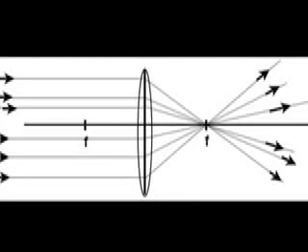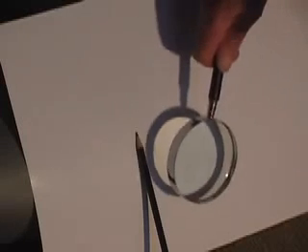A converging lens is thicker in the middle than it is at the edges. It will bring light together, light from a distant object, together to a focal point. We can see that here.